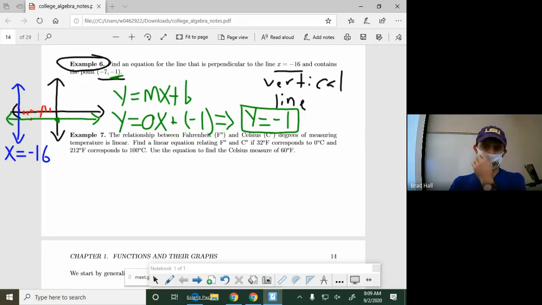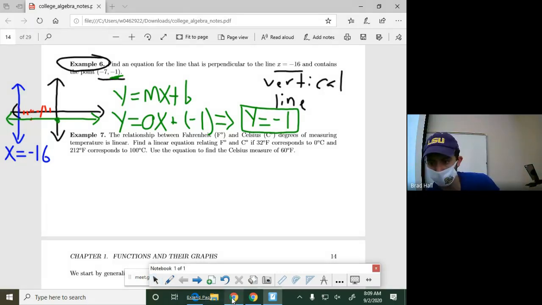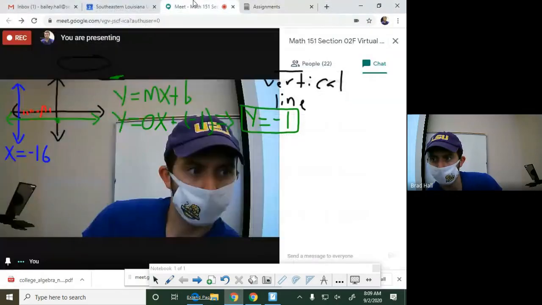So again, if you downloaded these notes or printed them out, example 6 here will look different. So there's a reason why it looks different. I changed it right before class. This one's going to help you out more in the homework. Does anyone have any questions about this before we move on? Okay.